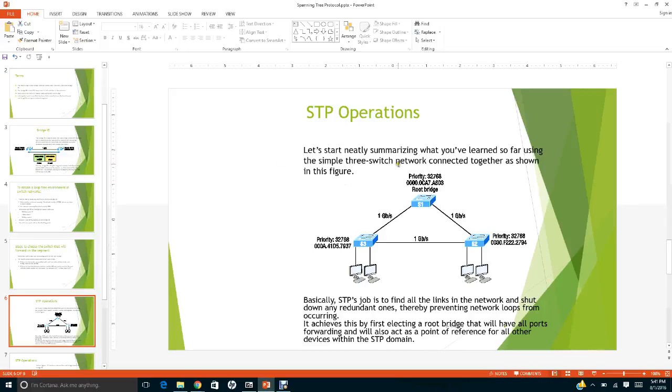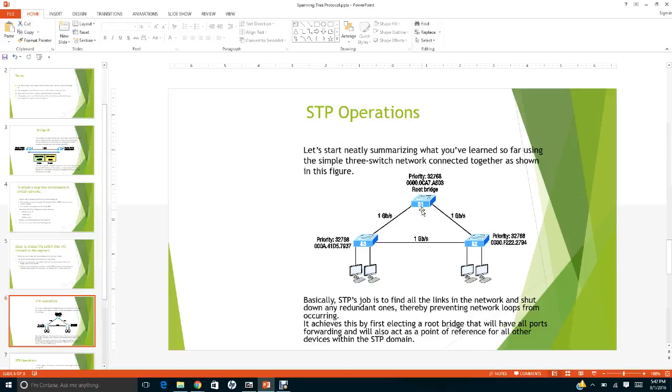Let's start by summarizing what we have learned so far by using this simple three-switch network connected together as shown in this figure. Notice that all three switches have the same priority number, which is 32768. This is the default priority of Spanning Tree Protocol. Since all three switches have the same priority, the next thing we need to see is the bridge ID, with the lowest bridge ID number.